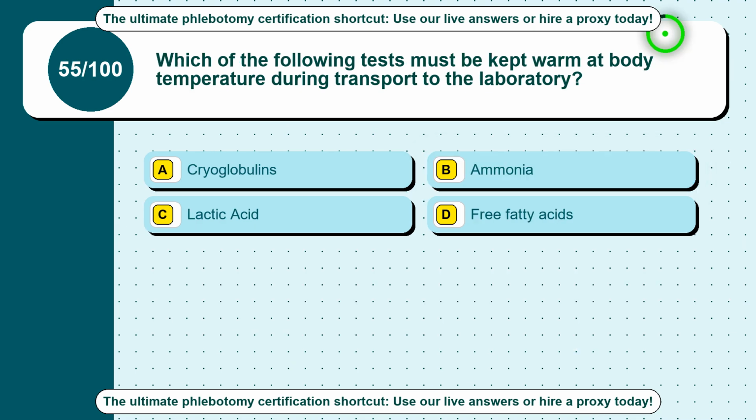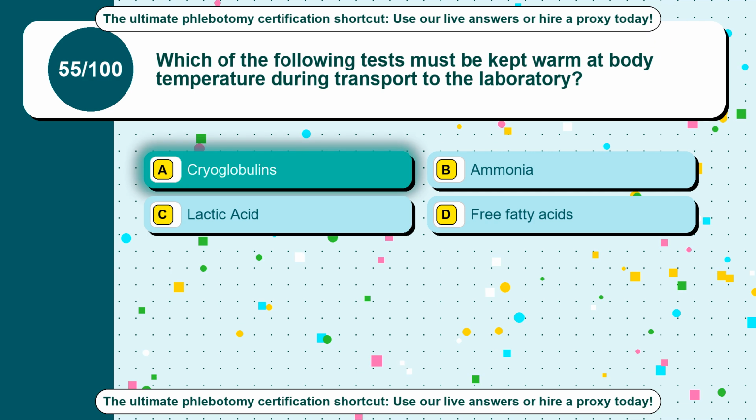Question 55. Which of the following tests must be kept warm at body temperature during transport to the laboratory? Option A. Cryoglobulins. Option B. Ammonia. Option C. Lactic acid. Option D. Free fatty acids. The correct answer is option A.